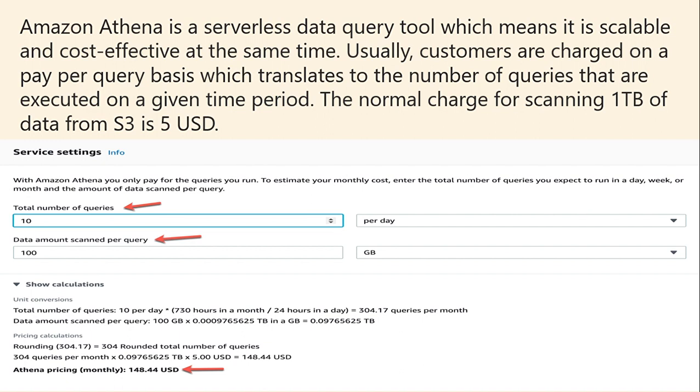So total number of queries is 10 per day, times 730 hours per month divided by 24 hours in a day, which is equal to 304 queries per month. The data amount that will be scanned is 0.9765 to 5 terabytes, and it will cost you $148 per month.